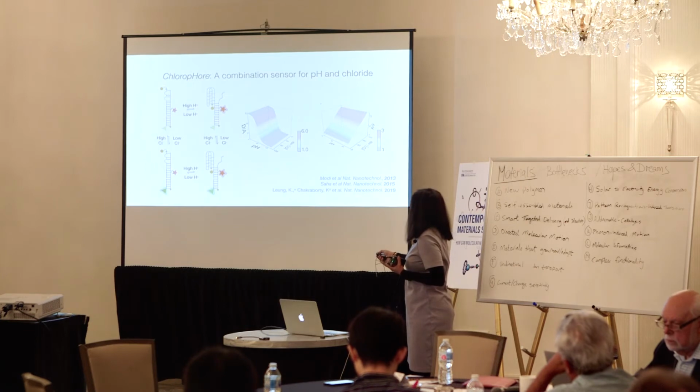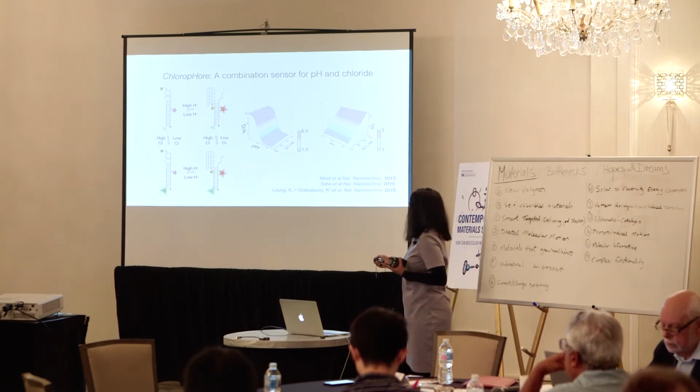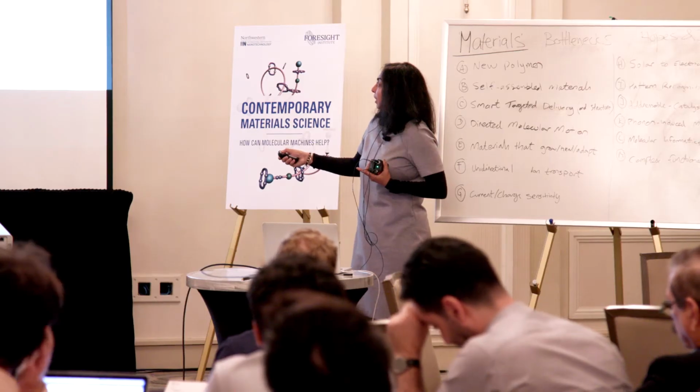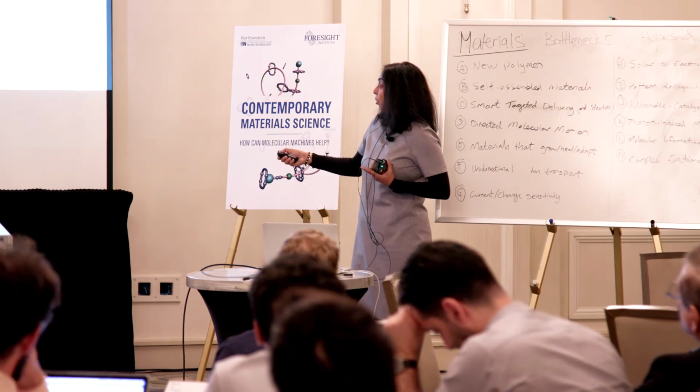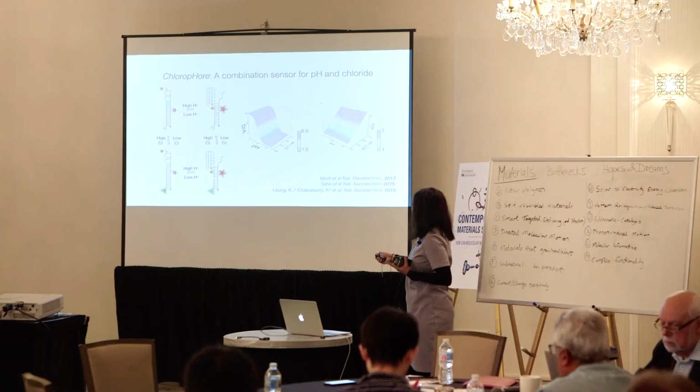But anyway, we made this sensor. We basically took the pH sensor and integrated a chloride-sensitive dye on this. So here, this is a FRET sensor. You're going to measure D, you're going to measure A, acceptor. So you'll excite the donor, measure donor fluorescence and acceptor fluorescence.